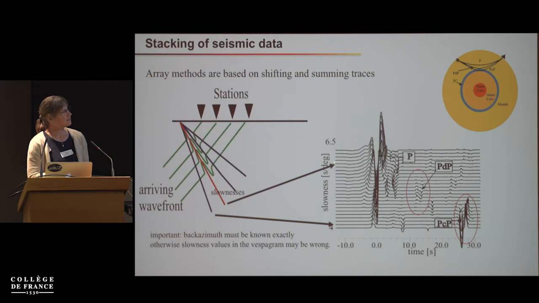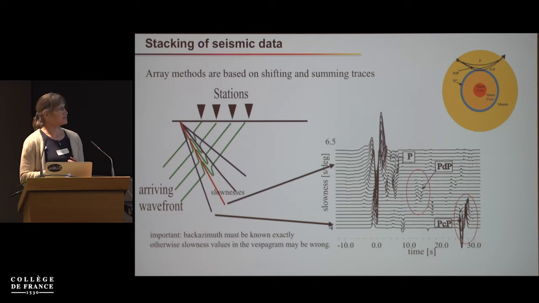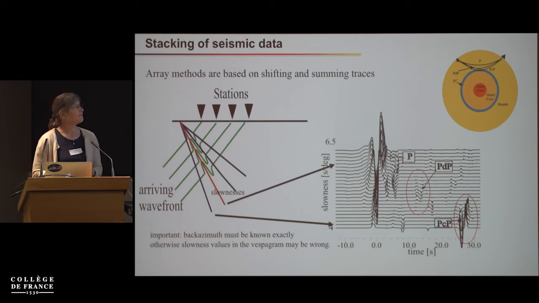So that would be one of those lines here, or waveforms here. And if we stack along, for example, this blue line here, we have a different one of these lines with a smaller stacked amplitude. What is really important is that we know where the wave comes from. Otherwise, the slowness values that we find here will be wrong and misleading. So we really have to check for that as well.